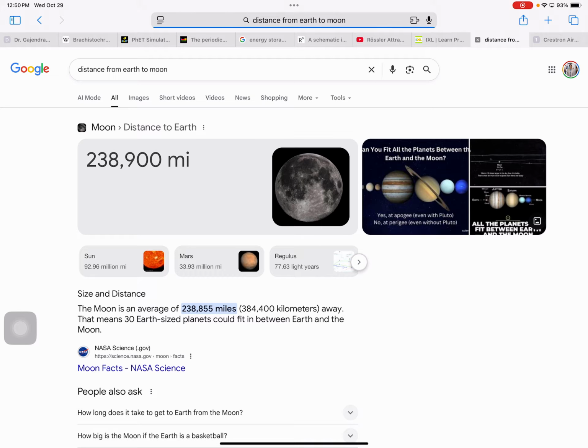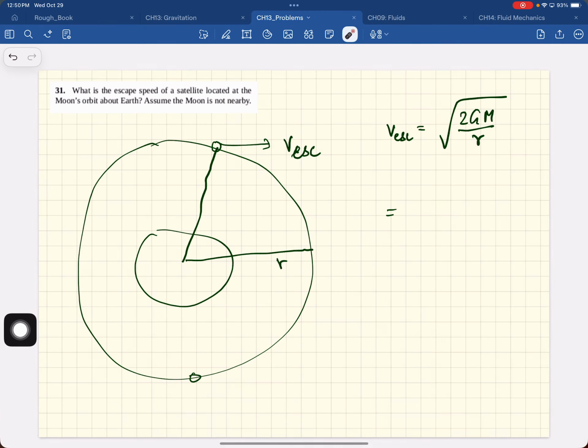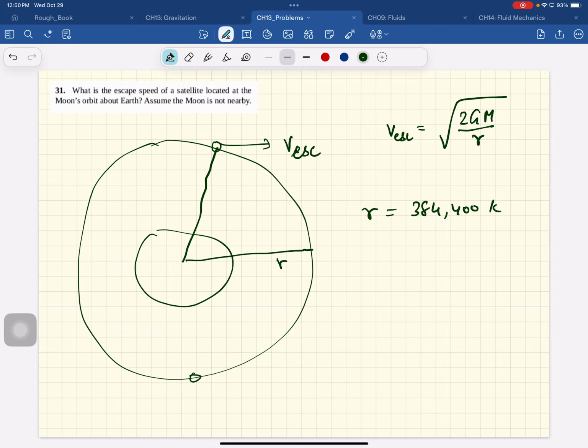The distance to the Moon in kilometers is 384,400 kilometers. So R is, and we'll convert this to meters. So that's 5 plus 3, 8.